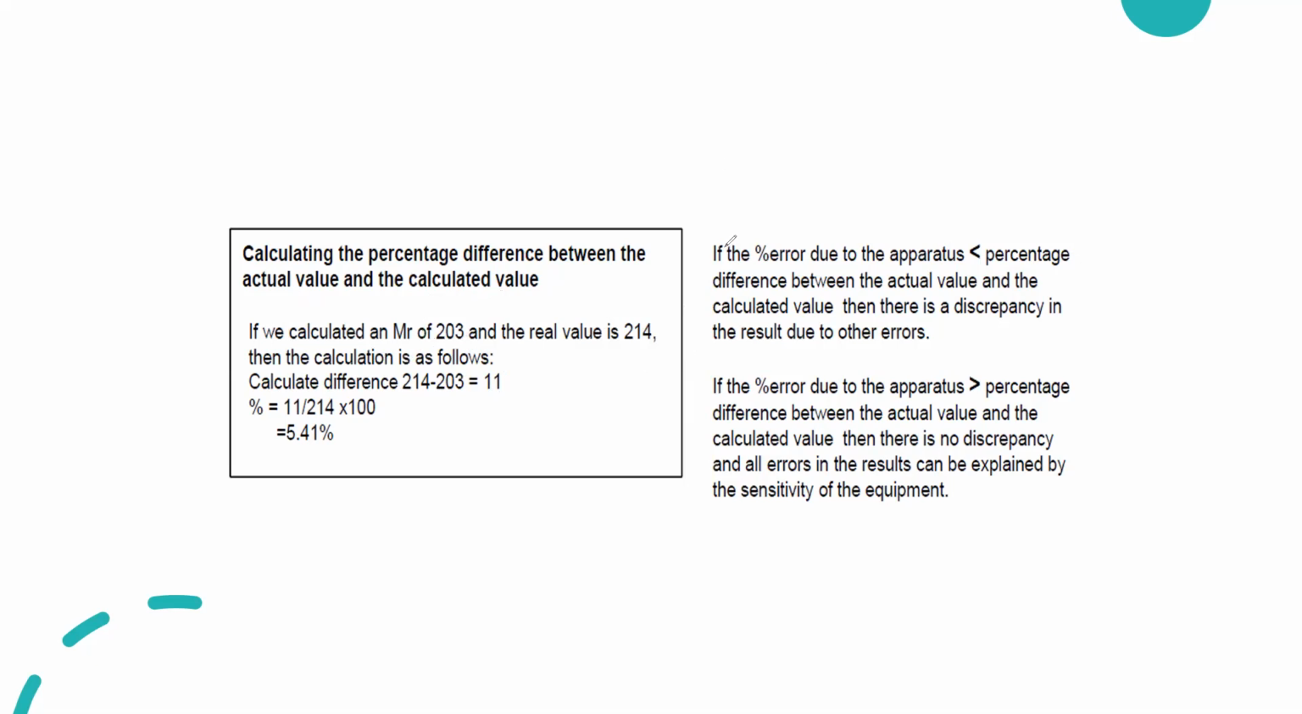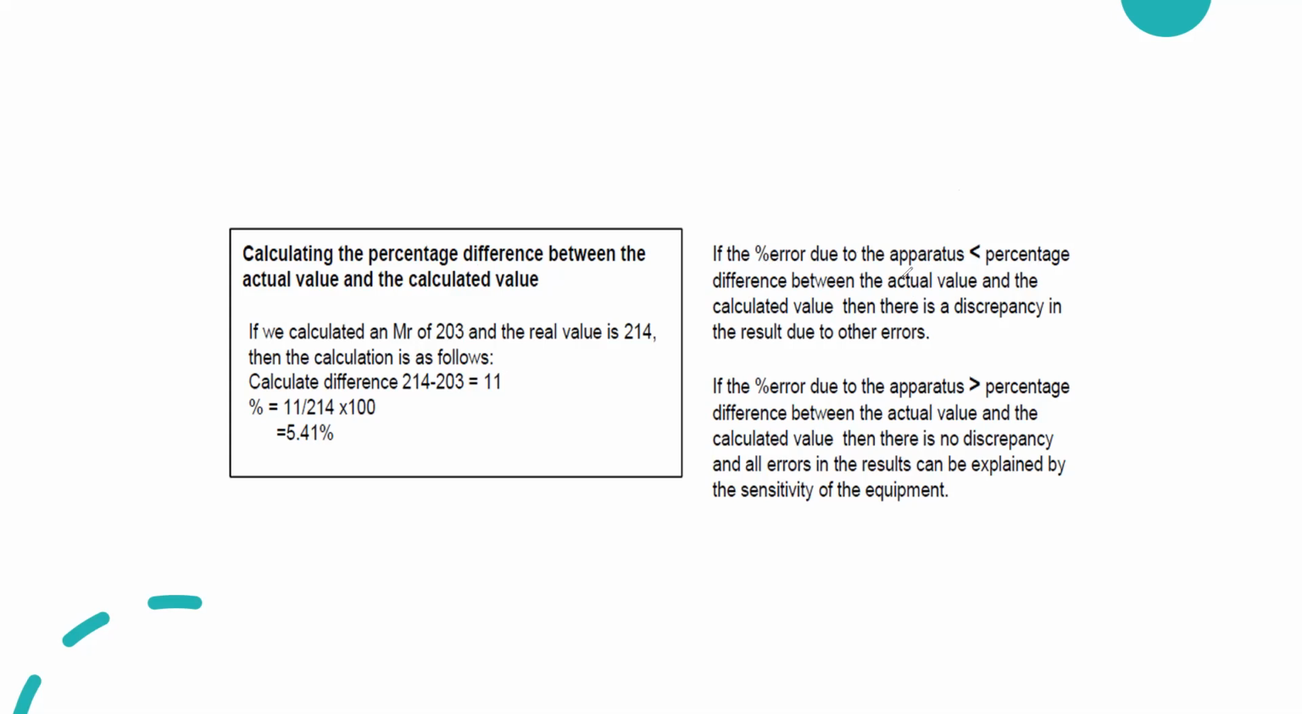So how do we know whether the error in the value is due to the apparatus or due to the experimental technique we use? When we calculate the percentage difference, we also sum the percentage errors for all the apparatus, and that will be the total percentage error.